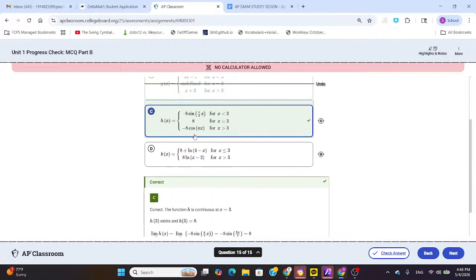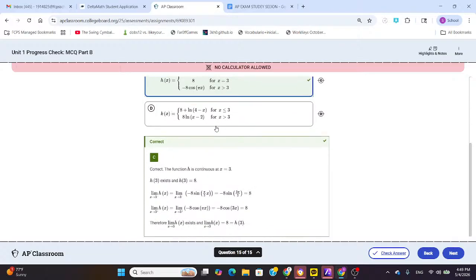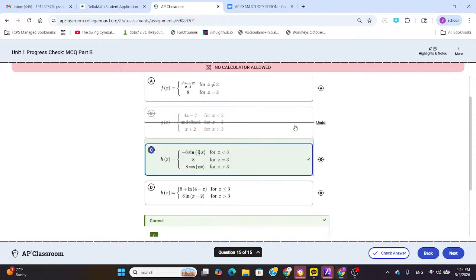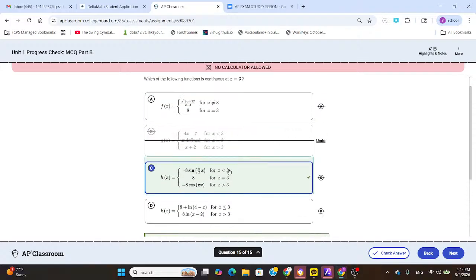Now, same thing over to this part. -8 cosine pi over 3, 3 pi, right? Cosine 3 pi. Unfortunately, that is also -1 in this case, which if you plug it back in, you get 8 also. And since x equals 3 exists, that is also a point in the graph.